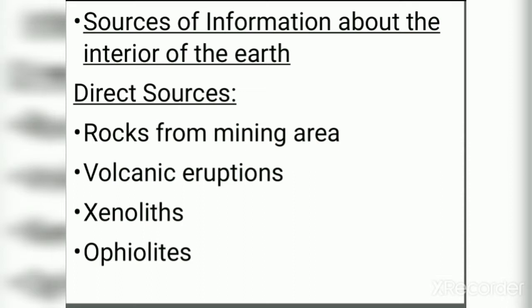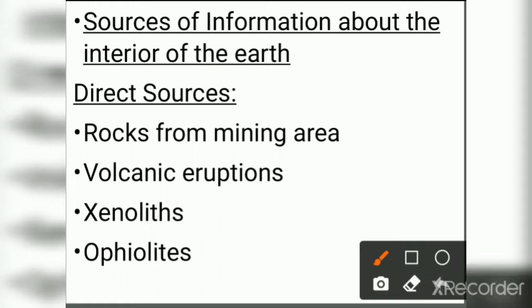So where do we get this information from? These are direct as well as indirect sources. The direct sources include, first, rock from the mining area. The deepest drilled hole is 12 km deep in northern Kola Peninsula, Russia. Rocks there were 2.7 billion years old and the temperature is 180 degrees Celsius there.